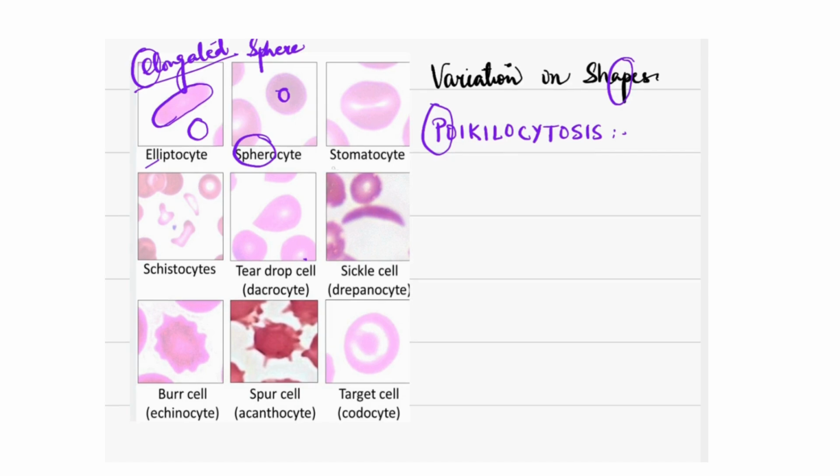Now, stomatocyte. What is a stomata? Stomata is like an opening. You must have heard it in plants. Stomata.